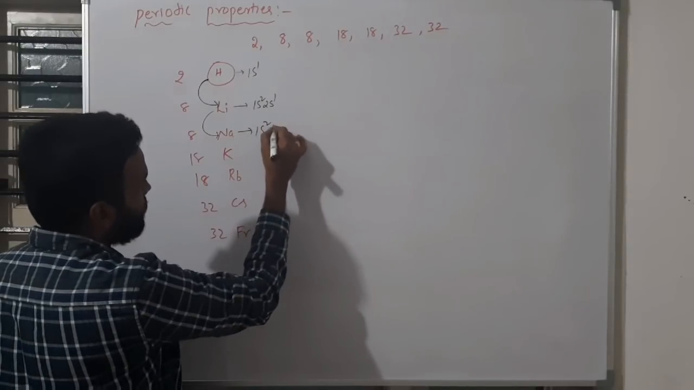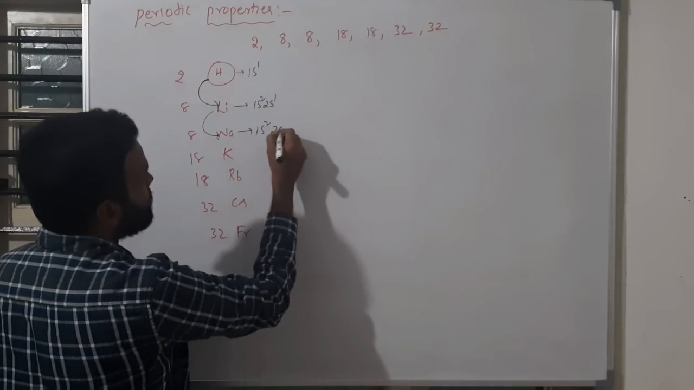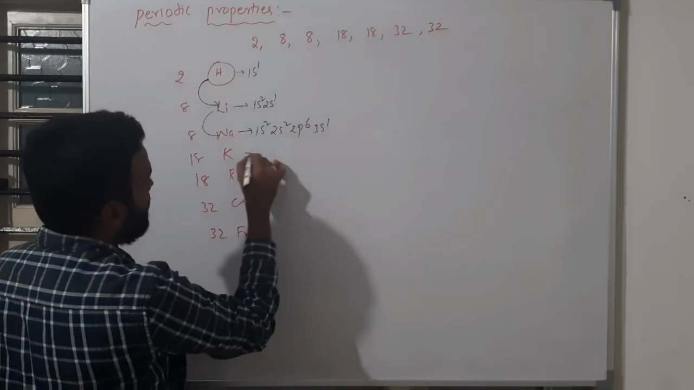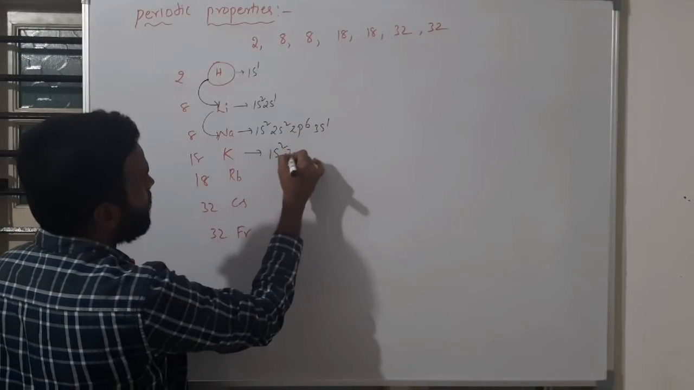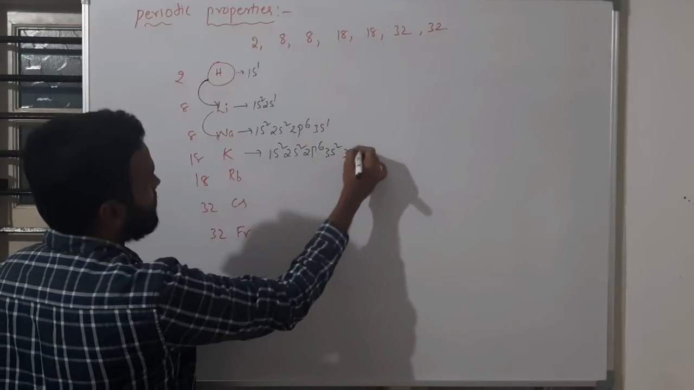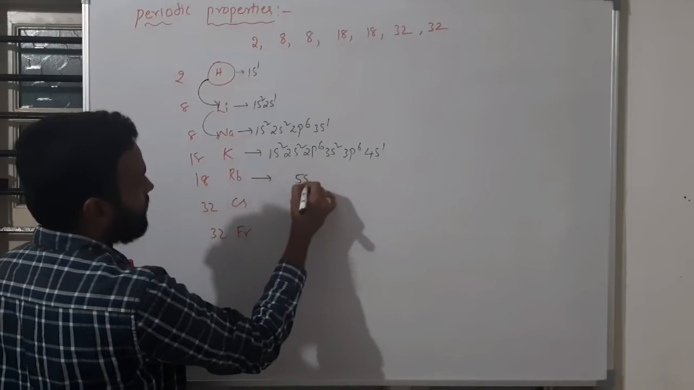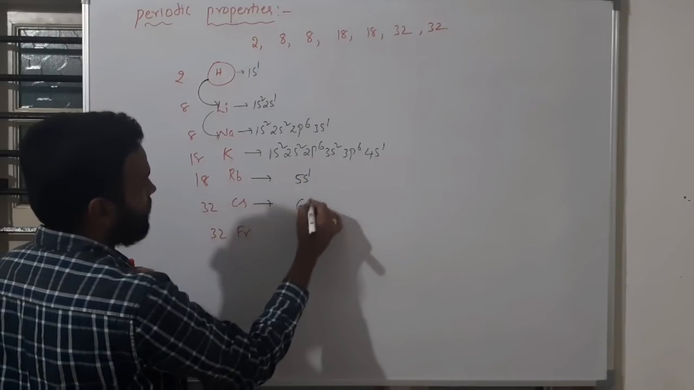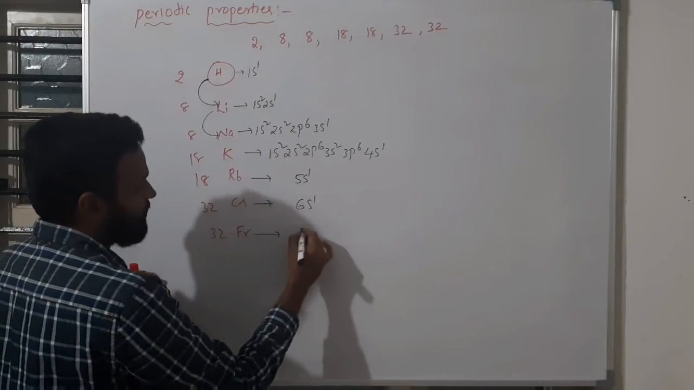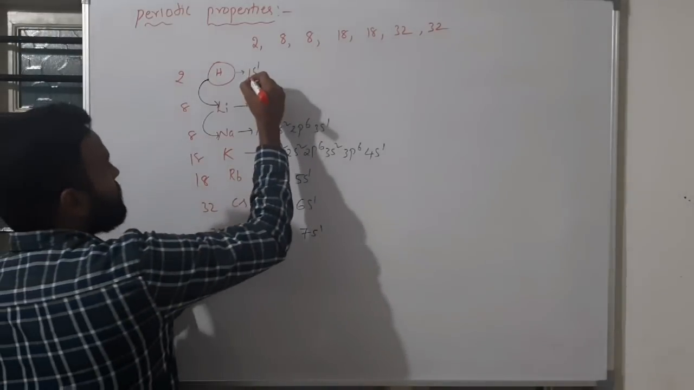Otherwise, for a few elements I write 1s2, 2s2, 2p6 and 3s1. In that way: 1s2, 2s2, 2p6, 3s2, 3p6, 4s1 here, and for rubidium 5s1 will come, here 6s1 will come, because it will be lengthy, that's why I am writing like this. And francium 7s1. So these all have a valency shell.